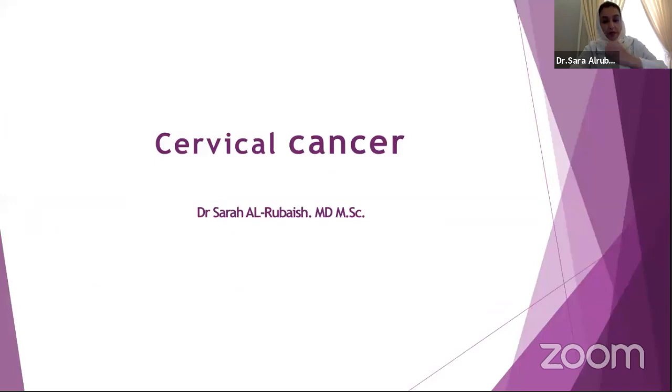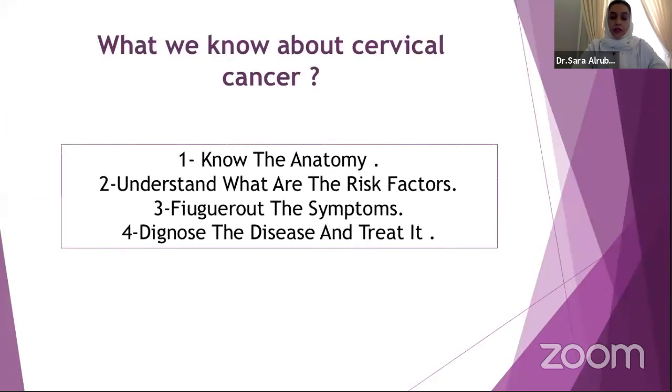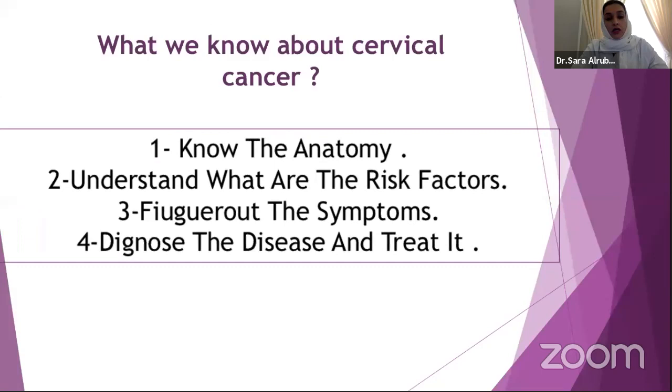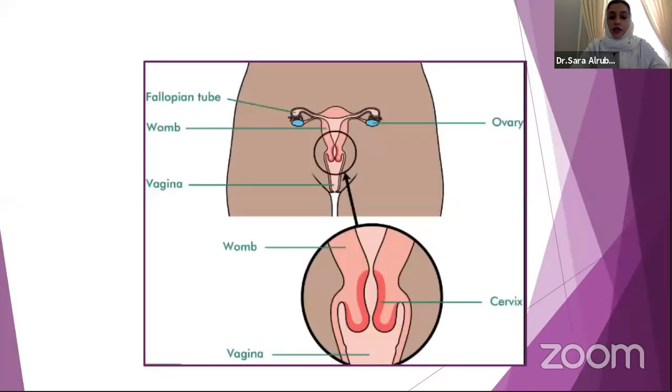So what do we know exactly about cervical cancer? To understand cervical cancer, we have to know the anatomy, understand the risk factors, figure out the symptoms, do the diagnosis, and then plan the treatment of the patient. To start with, I'm going to introduce you to the anatomy of the cervix. The cervix is a cylindrical structure around 2 to 4 centimeters in length. The stroma contains fibrous and elastic tissue. It enters the vagina through the anterior wall, continues with the lower part of the uterus, and is connected to the uterus by what we call the isthmus.